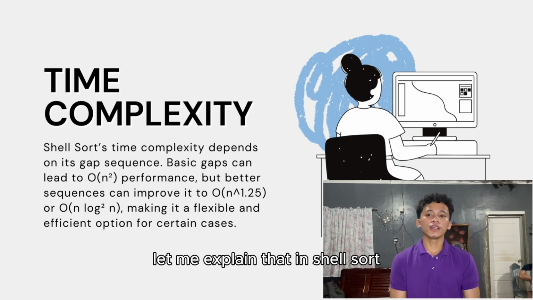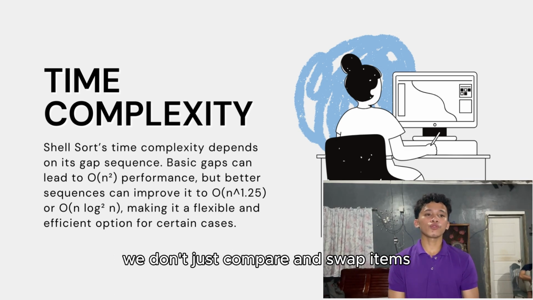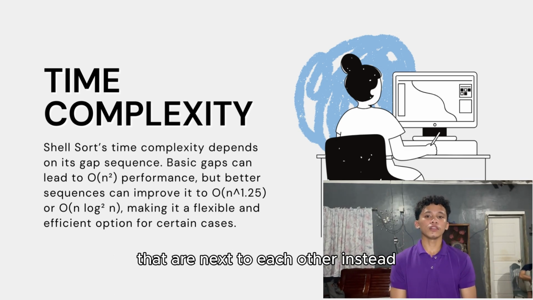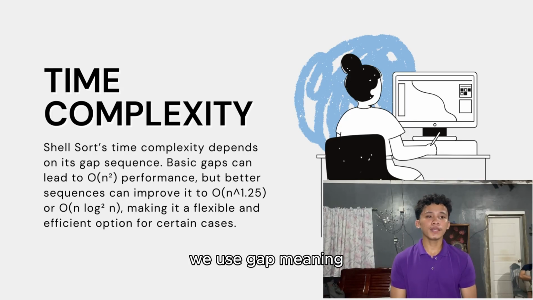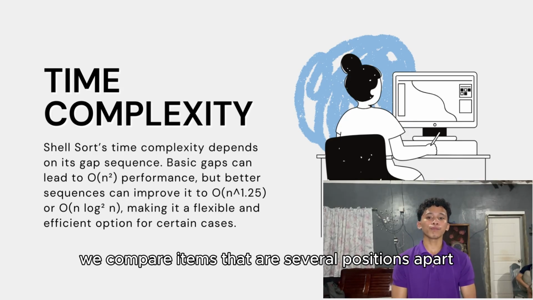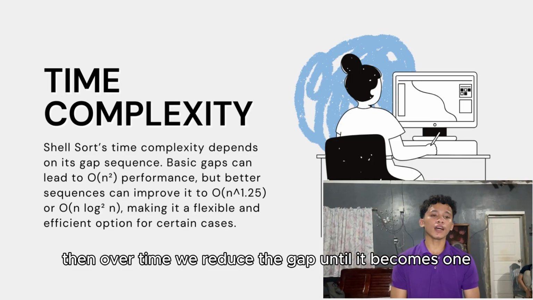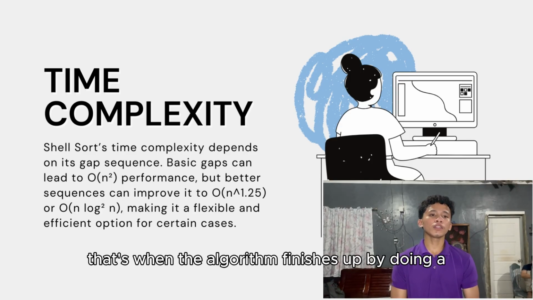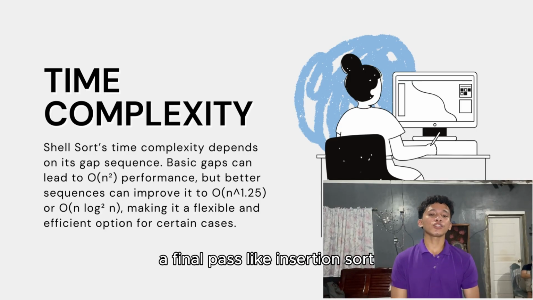Let me explain that. In shell sort, we don't just compare and swap items that are next to each other. Instead, we use a gap, meaning we compare items that are several positions apart. Then, over time, we reduce the gap until it becomes 1. That's when the algorithm finishes up by doing a final pass like insertion sort.